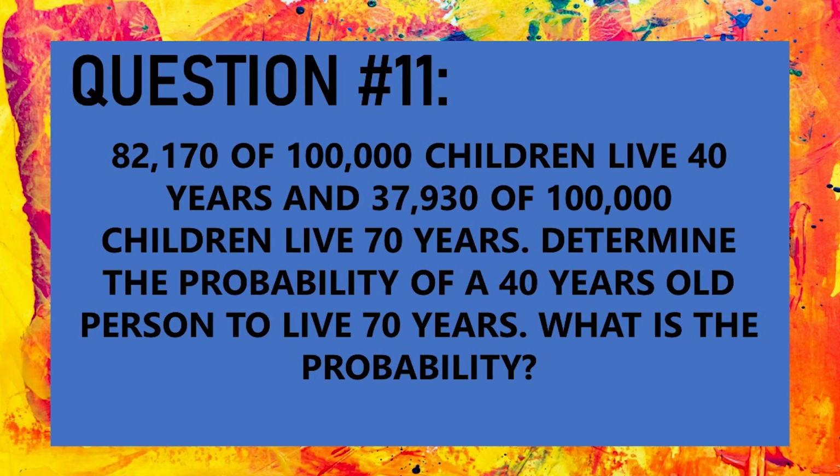Question number 11. 82,170 of 100,000 children live 40 years, and 37,930 of 100,000 children live 70 years. Determine the probability of a 40-year-old person to live 70 years.